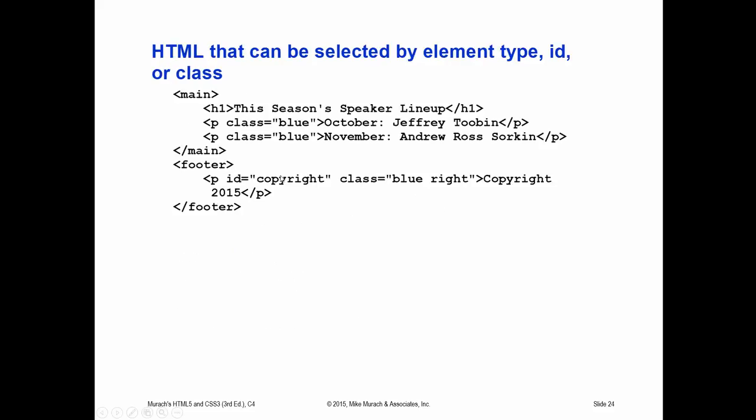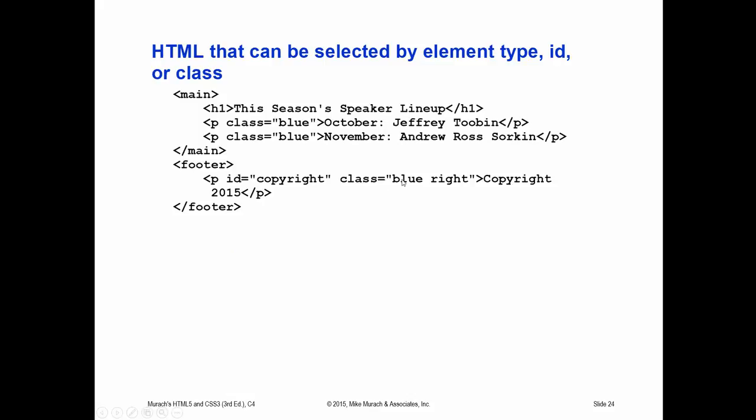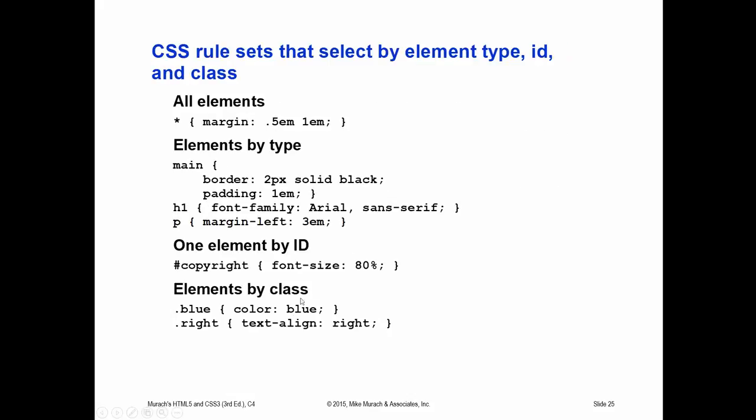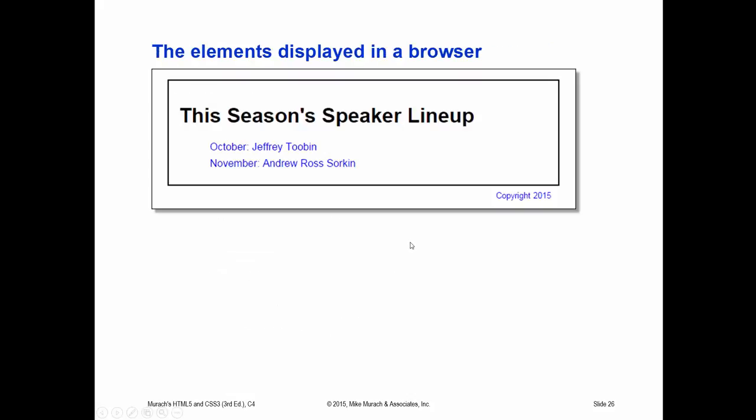So this is saying that the footer should have an ID of copyright, so it should be 80% of its regular size. It should have a class of blue, which means it should be blue in color, and it should be right, which means it should be right aligned. And you see how it is.